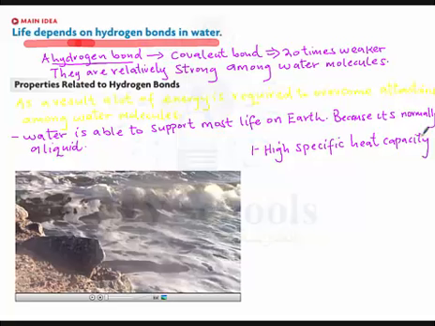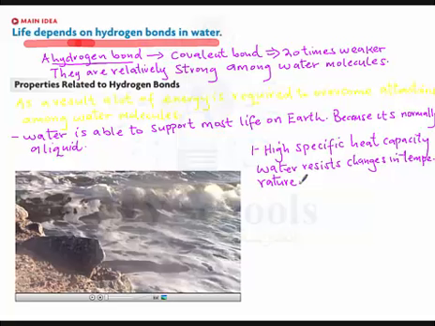By high specific heat capacity, I mean that water resists changes in temperature. Because of this resistance, organisms are able to survive. So this property is very important in cells.